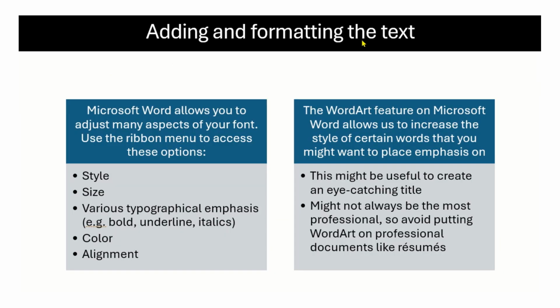Adding and formatting the text. Microsoft Word allows you to adjust many aspects of your font. Use the ribbon menu to access these options. On the ribbon menu, you will see options like style, size, various typographical emphasis, for example bold, underline, italics, color, alignment.